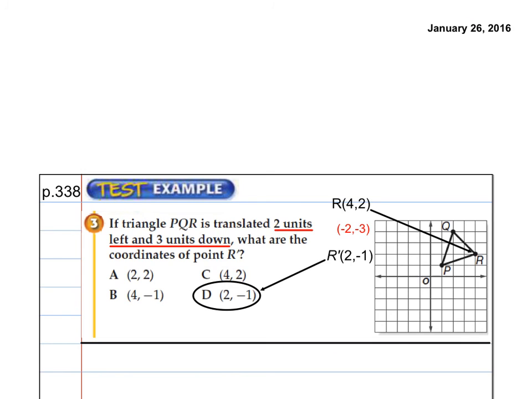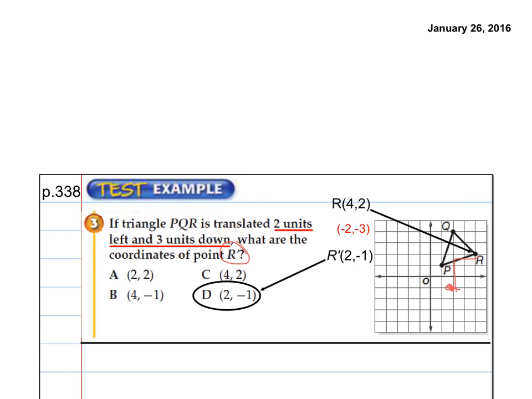So what if they ask you if a triangle PQR is translated 2 units left and 3 units down, what are the new coordinates? So you could just move it, or you could do the math. So we can move it and go, okay, each coordinate, do this each time, 2 to the left, 3 down, put a point there, and it's asking for the coordinates of R. So we only have to look at that one. Looks like I'd be at 2, -1.